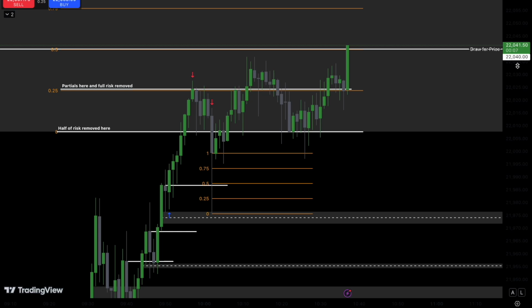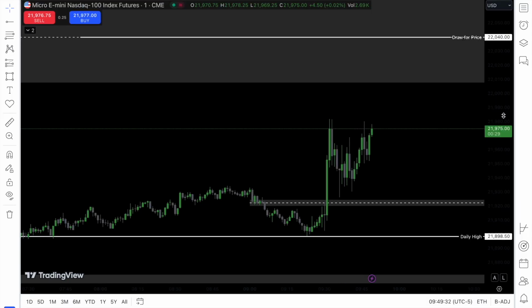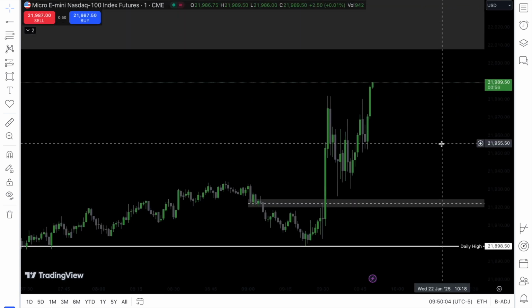There you go. That's what I was outlining. So this will be me just tape reading price and trying to show you what I think price is going to do. I'm going to show you what I like in price now.